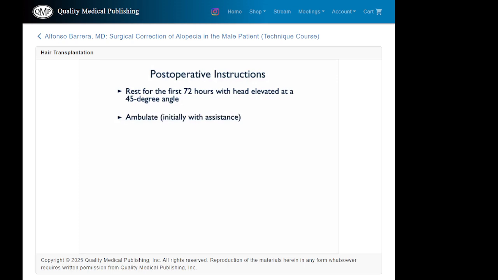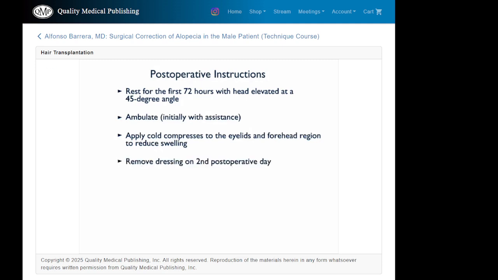Swelling of the eyelids and forehead region will occur on the 2nd or 3rd postoperative day. Swelling is from the normal saline solution and local anesthetic injected into the scalp, and usually resolves by the 7th postoperative day. Cold compresses can be applied to the affected areas. The dressing is removed on the 2nd postoperative day. Wash hair daily with a mild shampoo in lukewarm or room temperature water. Avoid hot water. Make sure that the shower head is set on low pressure or use a cup.